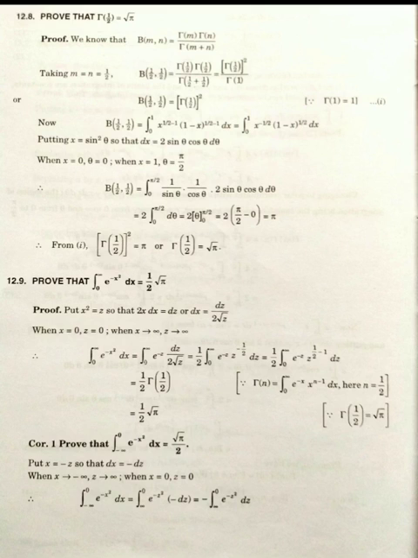Once again I will explain the question. Prove that gamma of 1/2 is equal to square root of pi. Okay, let's see the proof. We know that the relation between beta and gamma function is beta of m, n is equal to gamma m into gamma n divided by gamma of m plus n.